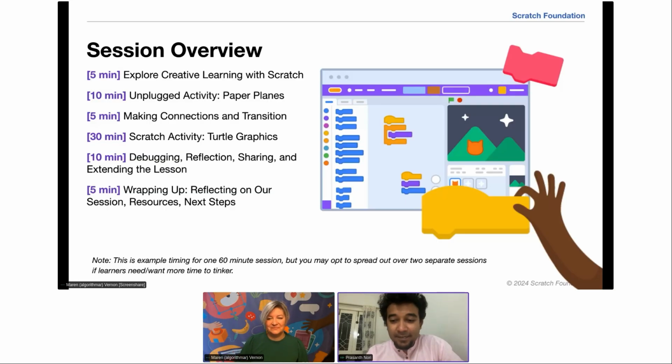So starting us off, I think this is broadly our agenda for today. We're going to start off with a little bit of exploring creative learning with Scratch, then do our unplugged activity, jump into making connections, then actually get into some of our turtle graphics. You'll learn more as you come across it. Then we're going to dive into debugging, reflection, and eventually spend some time just thinking about all the different resources that we've put together for you.